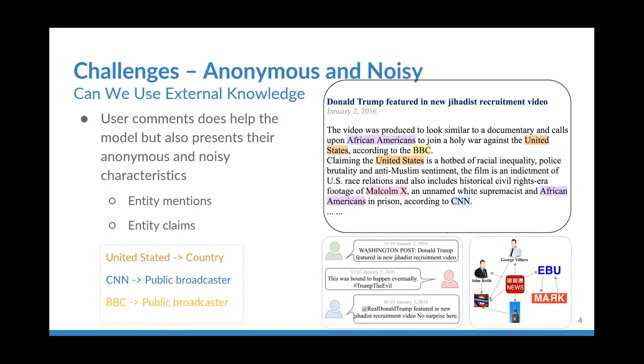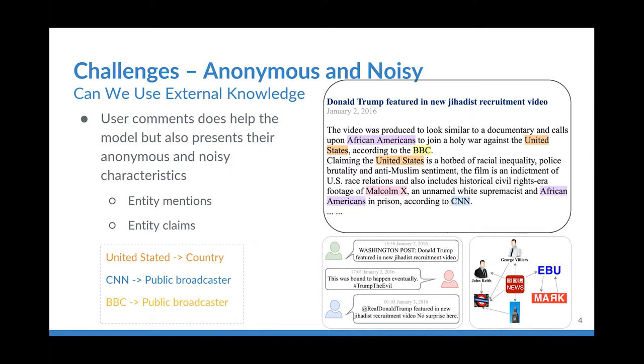Although the fake news is written deliberately to mislead people, the public's reaction, which comes from their discernment of news stories, can more or less reflect the truth behind them. The challenge is that those user comments are mostly anonymous and noisy. So we would like to resort to external knowledge as a means to support our model design.